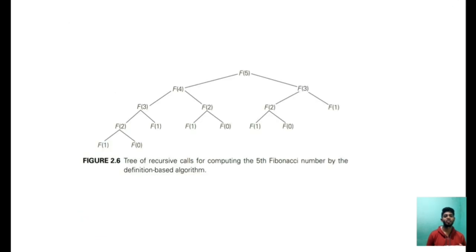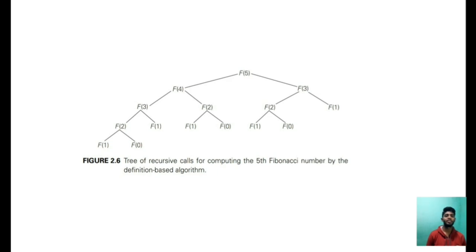This is a recursive call tree. It calculates the fifth Fibonacci number by the definition based algorithm. See here, f of 5. It is going to make two calls, f of 4 and f of 3. F of 4, we can tell it as f of 5 minus 1, and f of 3 you can call it as f of 5 minus 2.